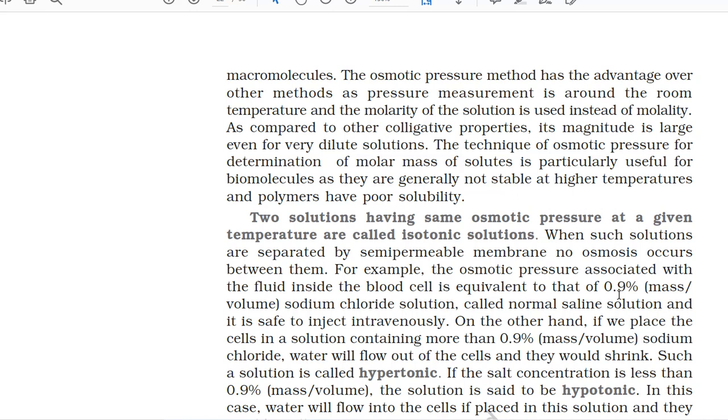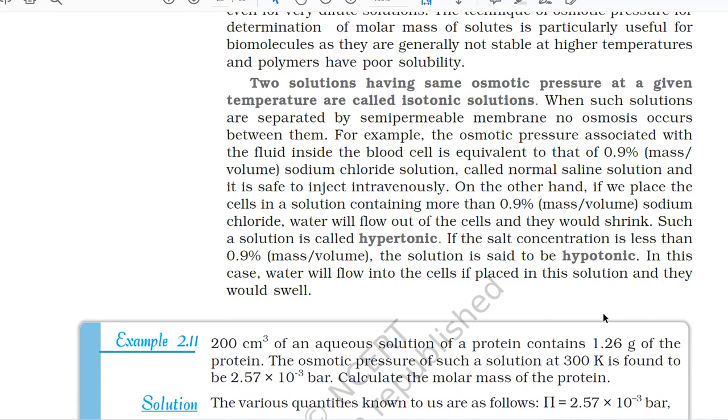The technique of osmotic pressure for determination of molar mass of solutes is particularly useful for biomolecules as they are generally not stable at higher temperatures and polymers have poor solubility. Two solutions having same osmotic pressure at a given temperature are called isotonic solutions. When such solutions are separated by semi-permeable membrane, no osmosis occurs between them.